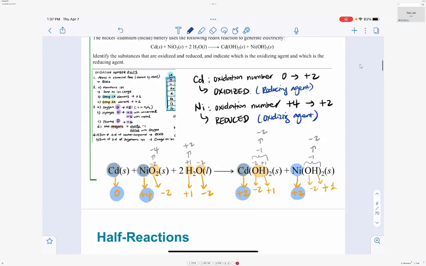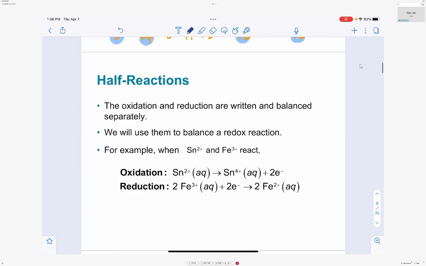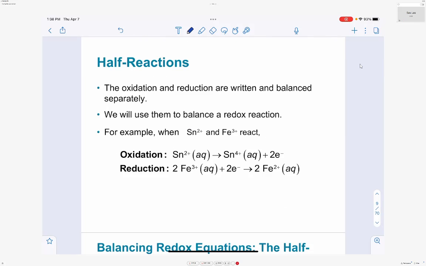Let me know if anybody needs more time on this slide. In the next few slides, we will learn how to balance the oxidation-reduction reaction.